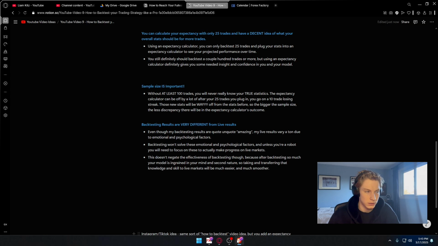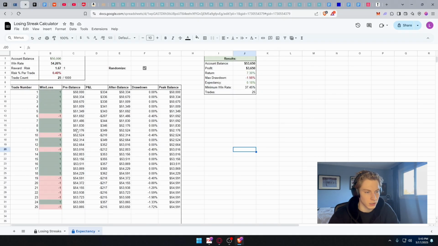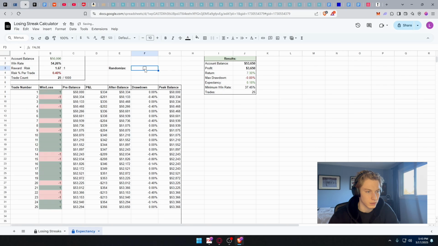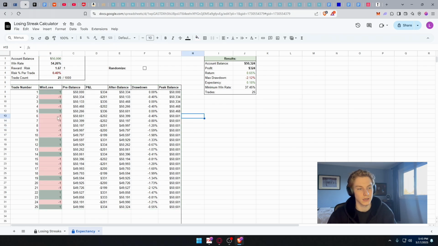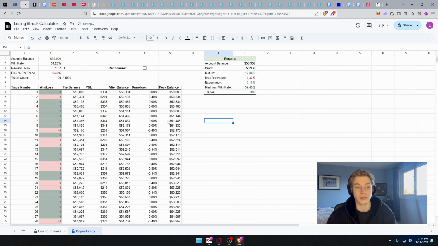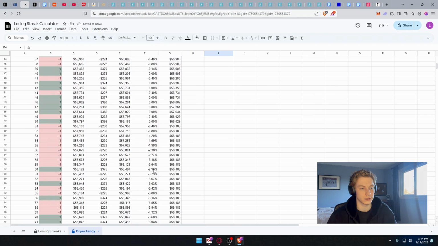Like I just showed you in the expectancy calculator, let's find the biggest loss streak we can. It's looking like five losses in a row, right? In a 25 trade sample size, these 5 losses in a row are going to drastically affect your overall win rate and profit, compared to if I put 100 trades in. Your return is still much bigger just because you have way more trades and sample size.